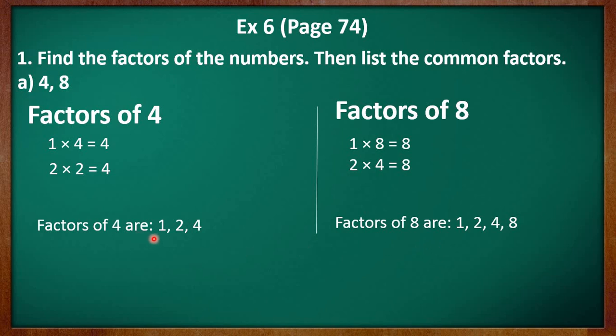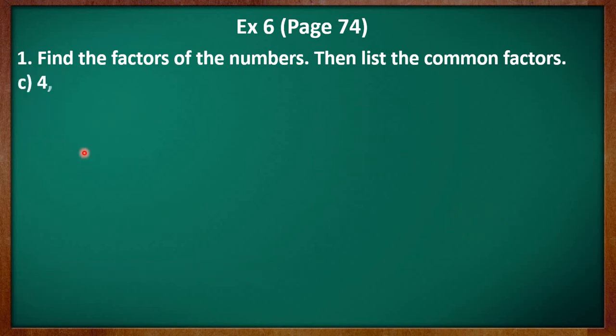Kids, here you may observe that numbers 1, 2 and 4 are all factors of both 4 and 8. So we will encircle these numbers and we will say that these are the common factors of 4 and 8. Let's now solve C part.